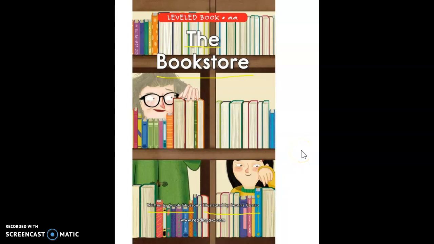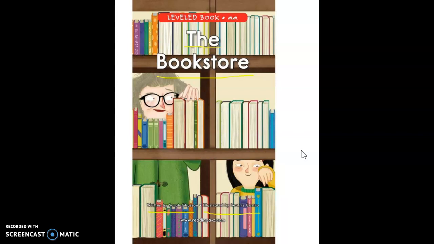The title of the text today is The Bookstore. This is the name of the book, so we know that the book is going to be about things we would see at the bookstore. These are real things we would see at the bookstore, so this text is nonfiction. Nonfiction means about real things, so they are not made up.